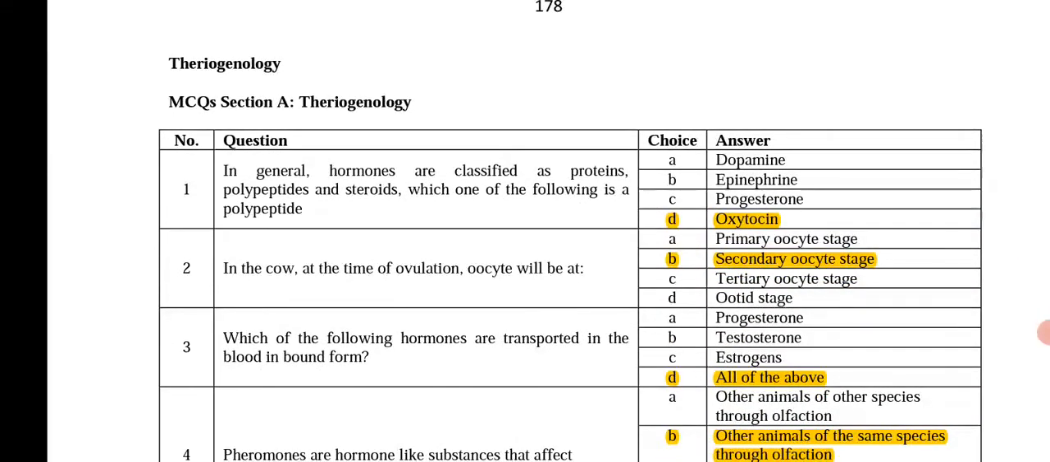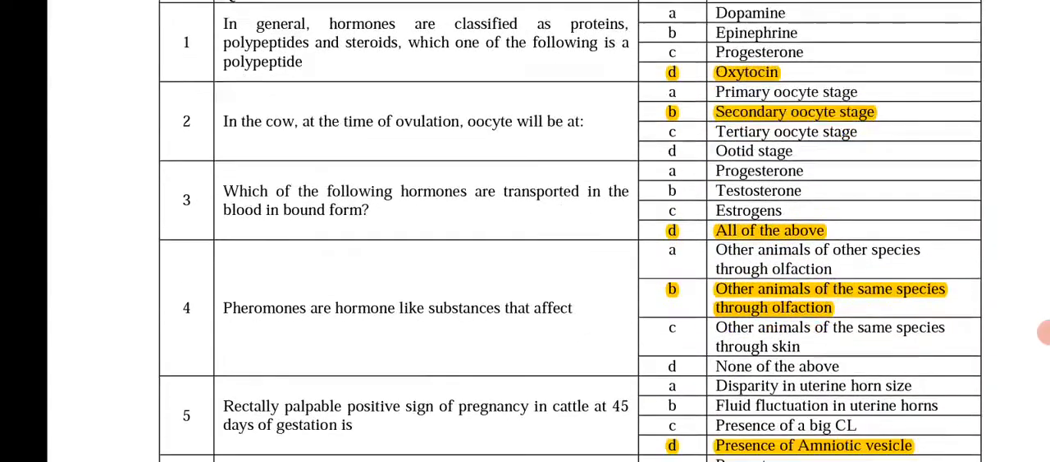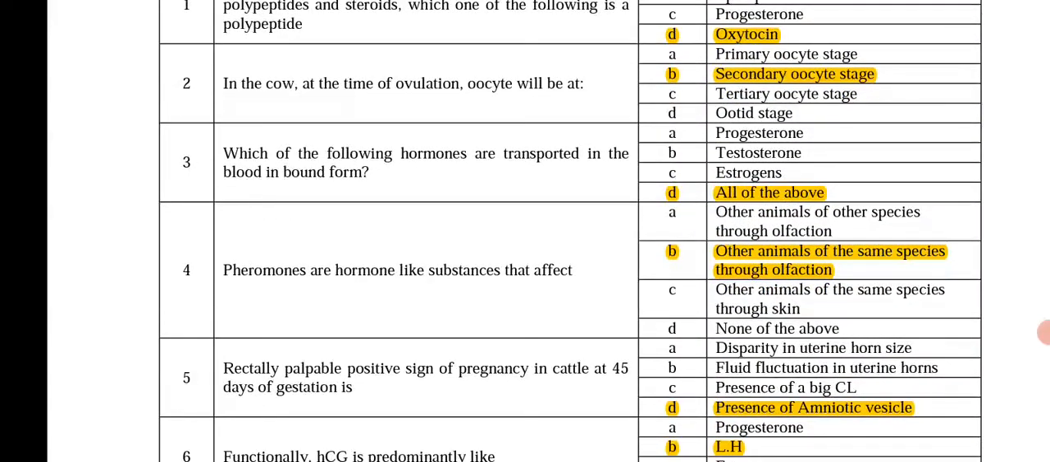Theriogenology. In general, hormones are classified as proteins, polypeptides, and steroids. Which of the following is a polypeptide? Oxytocin. In the cow, at the time of ovulation, oocytes will be at secondary oocyte stage. Which of the following hormones are transported in blood in bound form? All of the above, as progesterone, testosterone, and estrogens.